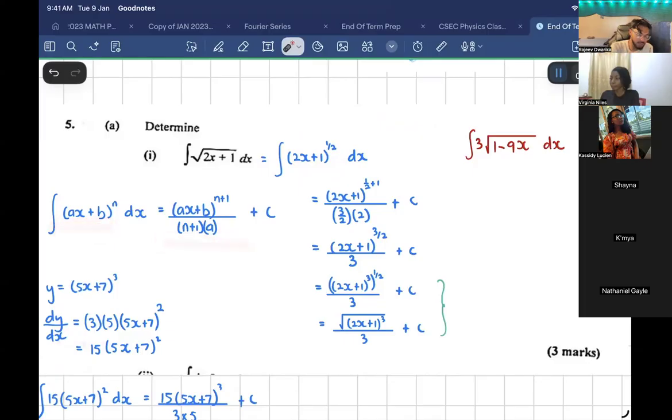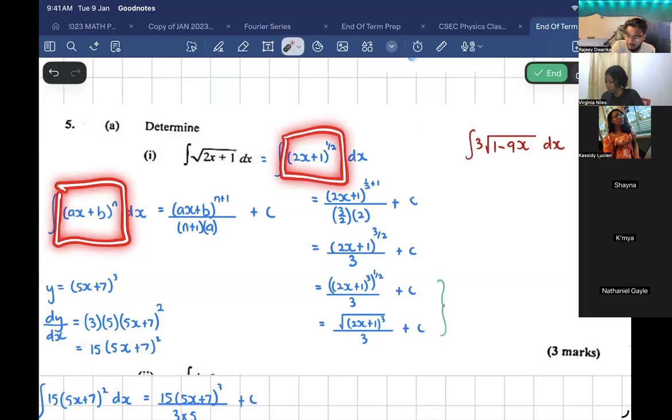rule. So Nathaniel, can you see that we have a binomial there, raised to a power? You have 2x plus 1 to the power of a half. Can you compare this to this and see it looking almost exactly like that? Yes, I can. What do you think A is if you were to compare? A would be 2. What do you think B would be? B would be 1. And what would N be, Kamaya? A half. N would be a half.